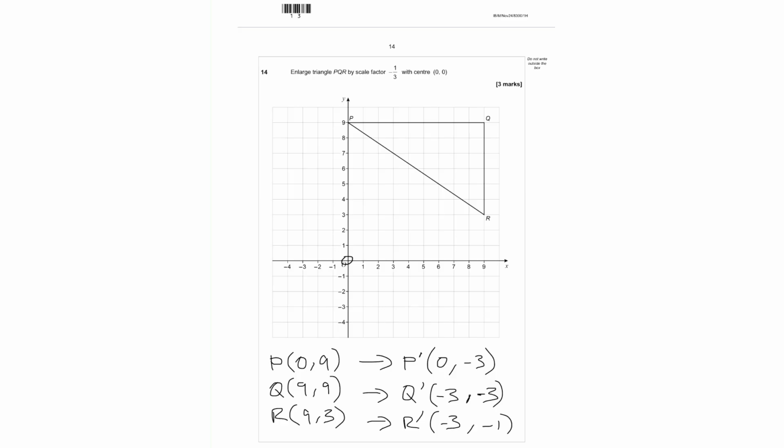So let's plot our new P coordinate first. We have x is 0, y is minus 3, so it's going to start there. Should mark it with an x. Our new Q coordinate is going to be (minus 3, minus 3), which is here. And our new R coordinate is going to be (minus 3, minus 1), which occurs here. And again, I'm not using a ruler. In your actual exam, please do use a ruler.